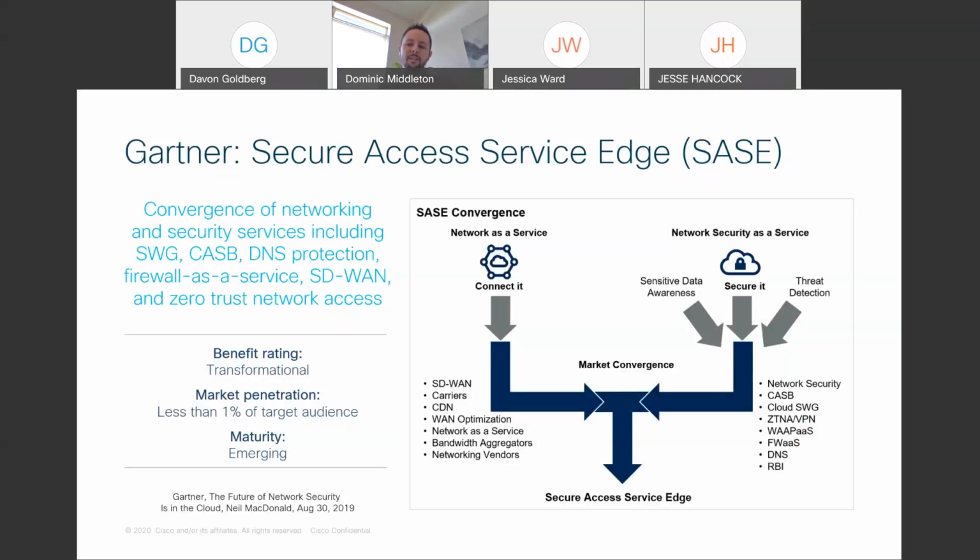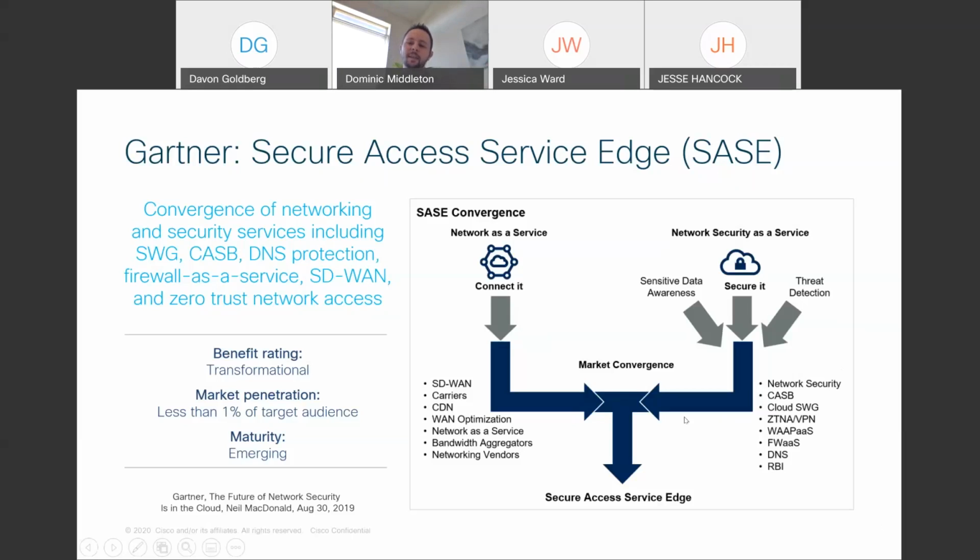From a definition standpoint, SASE is the convergence of the network as a service side of it, whether that's SD-WAN, DIA. It's the network as a service side combined with the security as a service side. So you see on the left, again, SD-WAN carriers, WAN optimization, some of those things you're probably hearing a lot about today in conjunction with the security side. And as part of that, you have to have several components for your SASE setup, for it to be a true SASE solution, if you will. So that includes the network security, the cloud access security broker, the secure web gateway, zero trust network access, so on and so forth. So you have to have all these solutions.